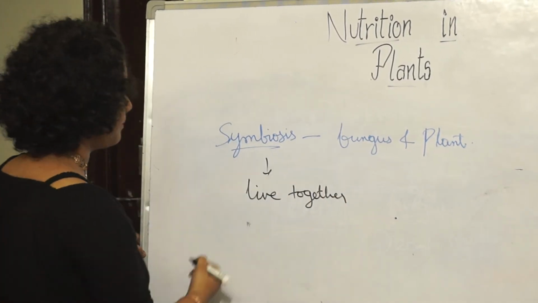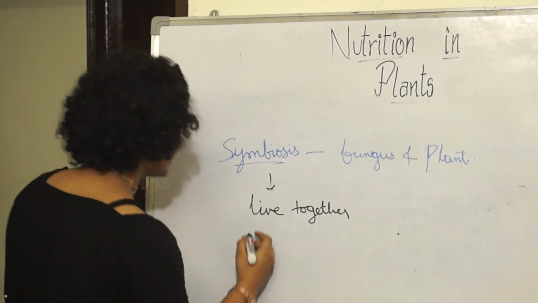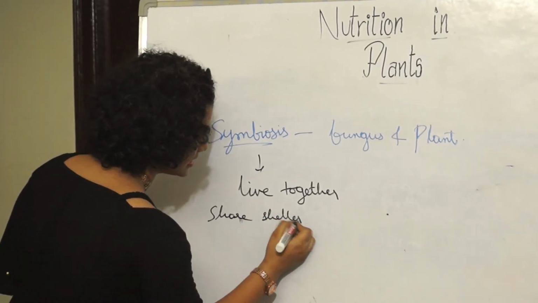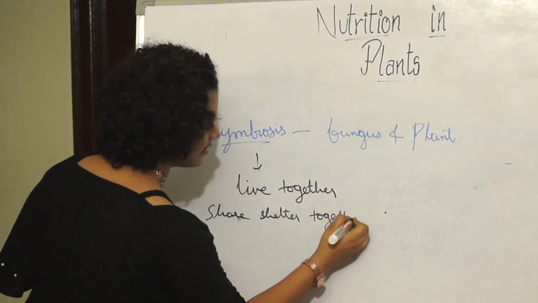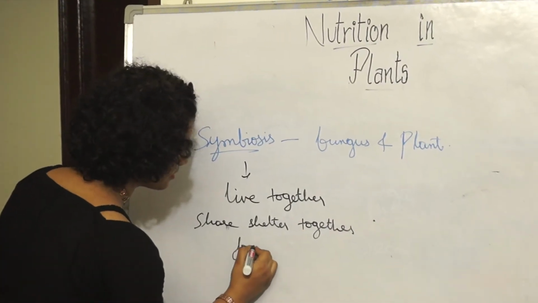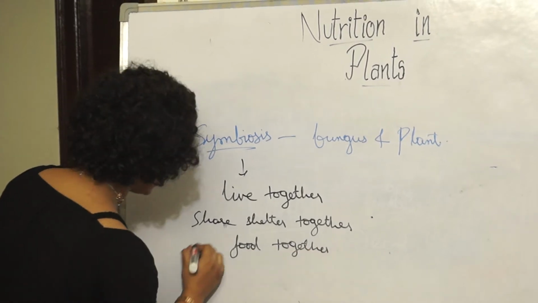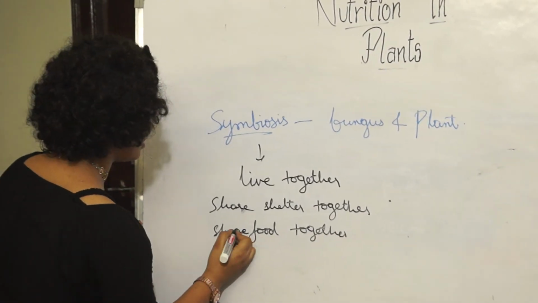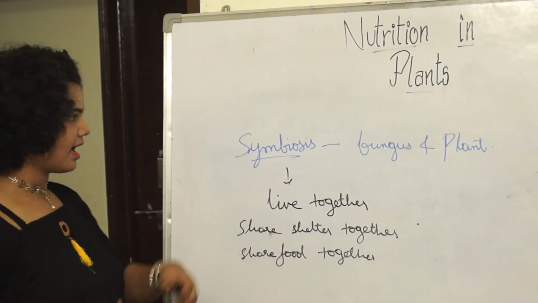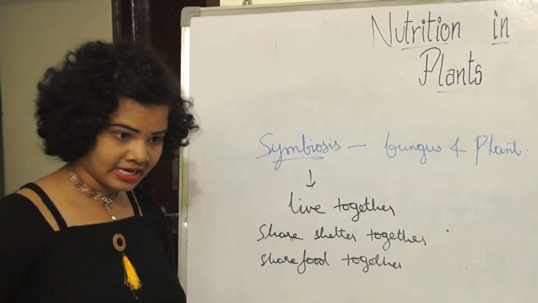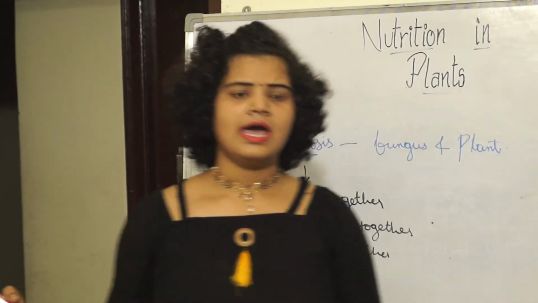They live together, they share shelter together, and they share food. Let's say I have the fungus and the plant. These organisms live together, share shelter together, and share food together. Such a type of relationship is called a symbiotic relationship.